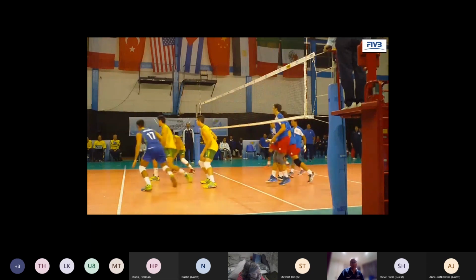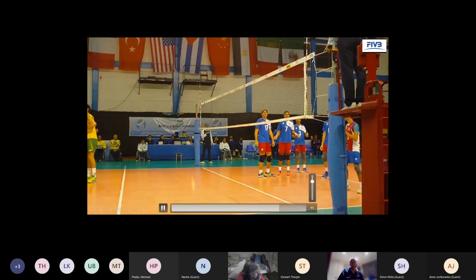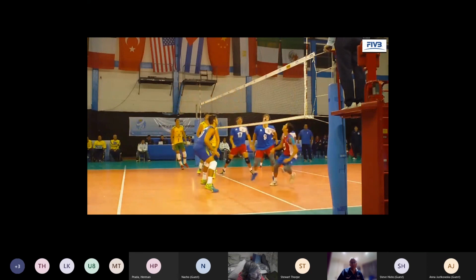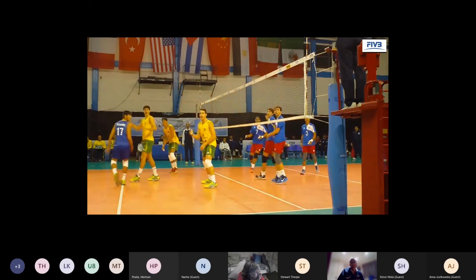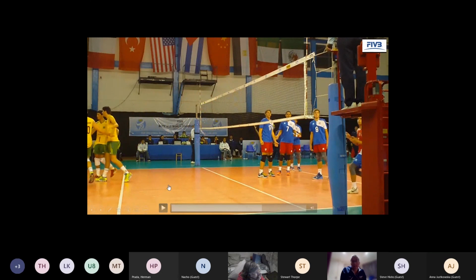So there's the libero contact. Okay, just watch it again. Okay, so this is a clear example of when this is not a fault.